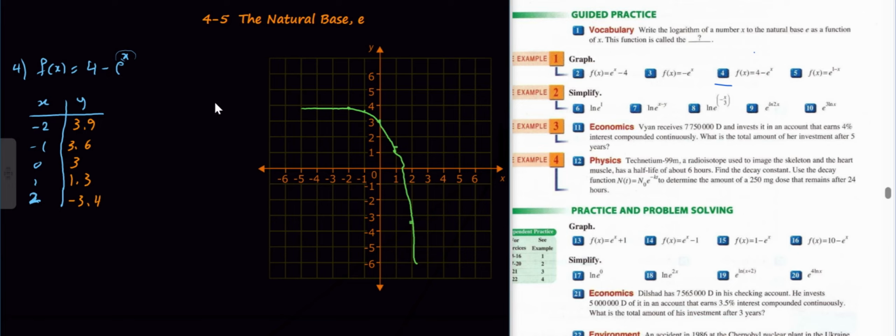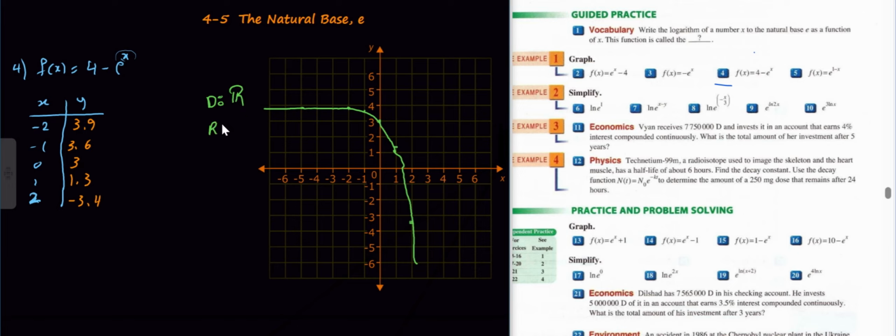What about the domain and range? For the domain, we know that the domain is related to the x-axis. We see that our graph goes from -infinity to +infinity along the x-axis. So it means the domain is the set of all real numbers. It means our domain is R.